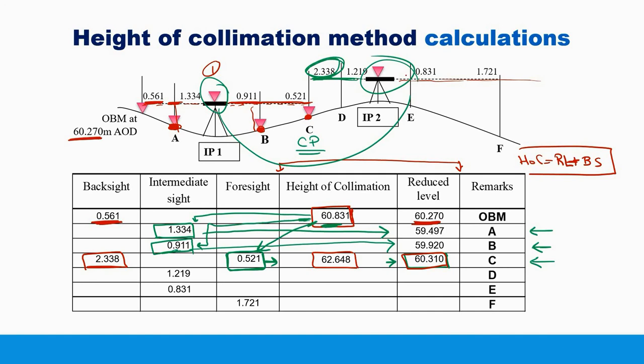Yeah, and from this height, guys, now 62.648, we are going to take away this reading to get the reduced level of D, to take away this reading to get the reduced level of E, to take away this reading to get the reduced level of F. So now we are going to calculate the reduced level of D, E, and F, which is the height of collimation minus the intermediate sight or the foresight.